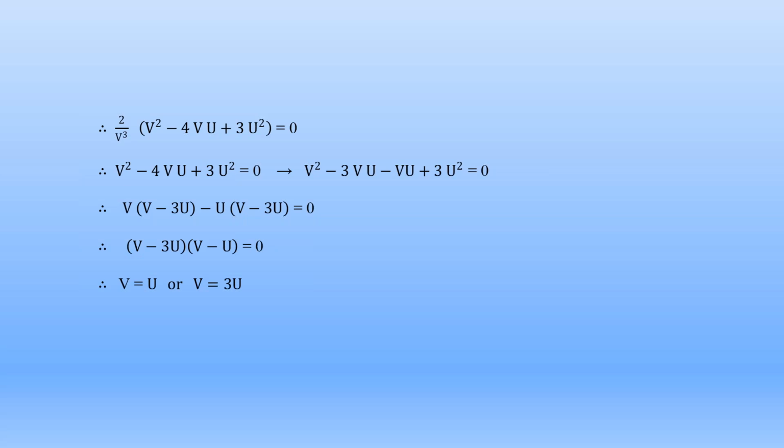For that, we consider the force Fx equation. We know that the force Fx is equal to rho A into (V minus U) whole square. That is the equation of force Fx. If V is equal to U, then the force Fx becomes rho A into (U minus U) whole square, because V is equal to U. Then the force Fx becomes 0.